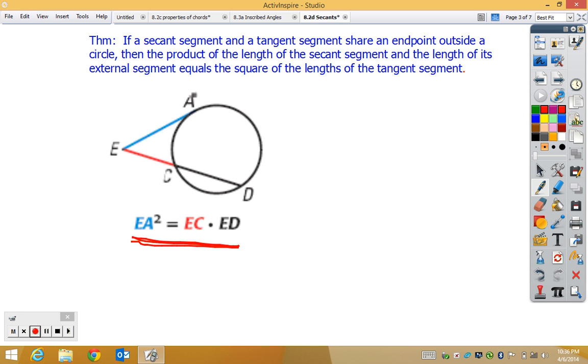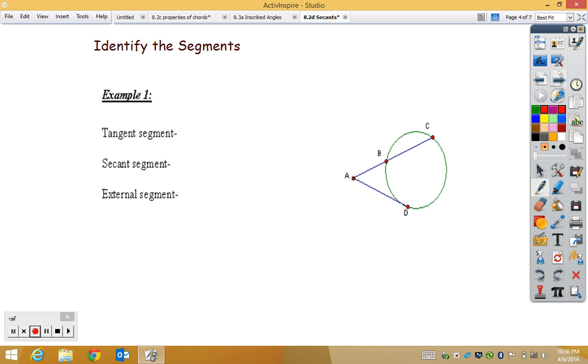We have our tangent line EA, so the length of that squared, EA squared, equals EC times the whole length ED. An example of both of these, but first we're going to identify our segments from our illustration over here at the right. Tangent segment, remember a tangent comes in contact with a circle at exactly one point, and that segment is AD. Now we're dealing with segments, so we have that line over the top. Secant segment is AC, and the external segment of that secant is AB.